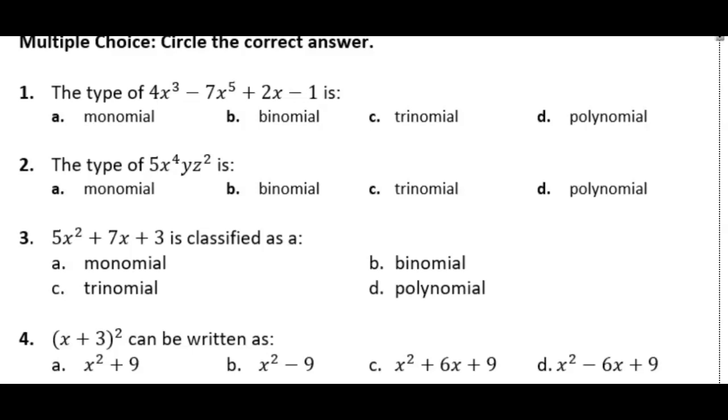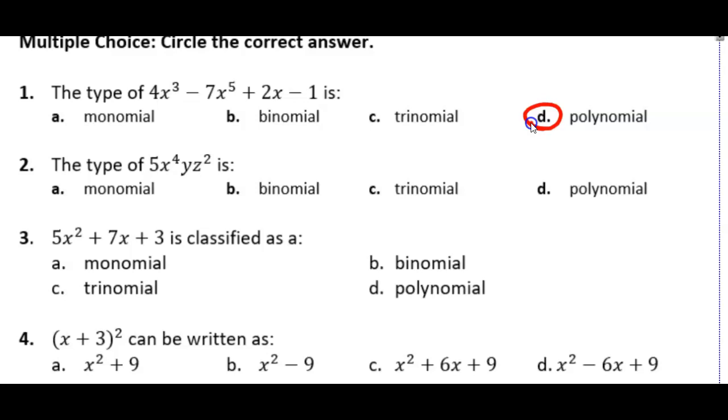Numbers 1, 2, and 3. Number 1: monomial, binomial, trinomial, polynomial. D. Everybody get D? Okay, how do we know it's not a monomial? Because it's not one term, and it's more than 3 terms. So anything more than 3 terms is a polynomial, because it's got pluses and minuses in it, right?